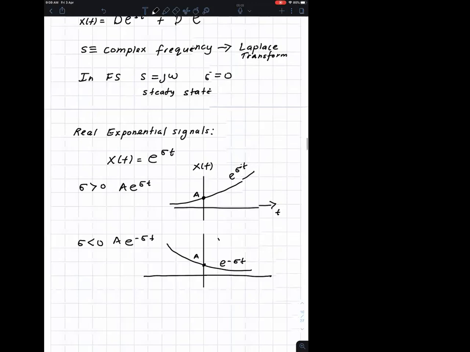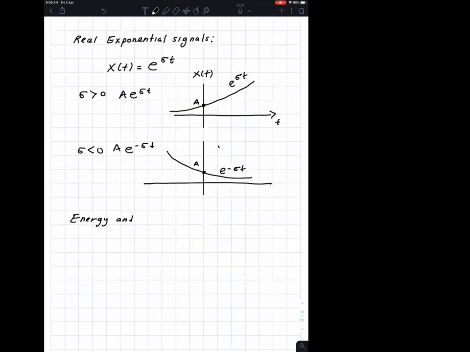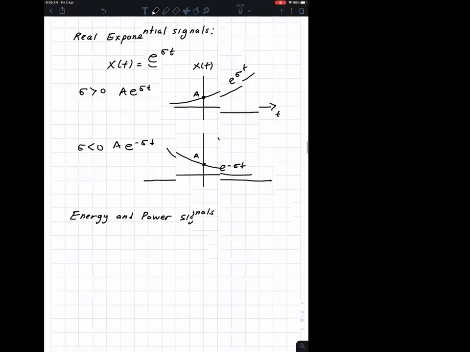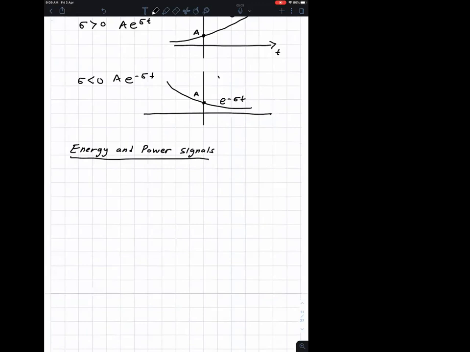Energy and power signals. Let's say you have a resistor, for example. Say you have a resistor R, and you also have a voltage across it, v(t). The voltage across the resistor is also producing a current i(t).